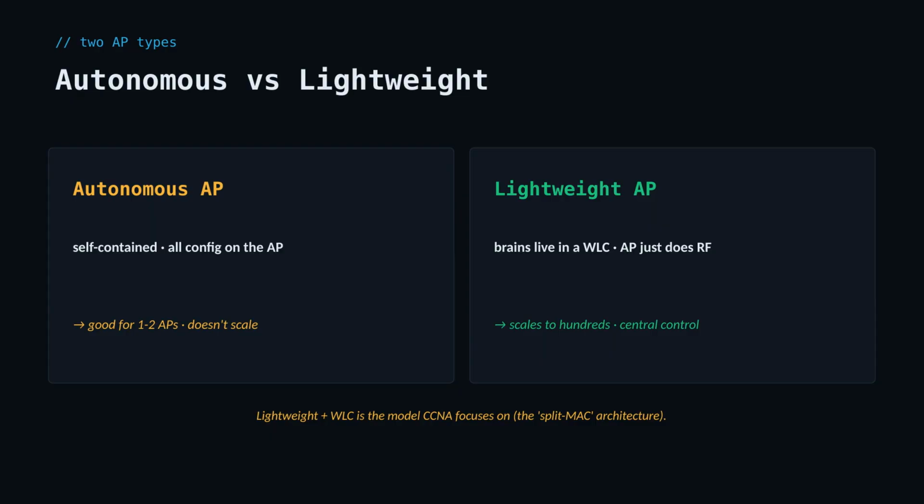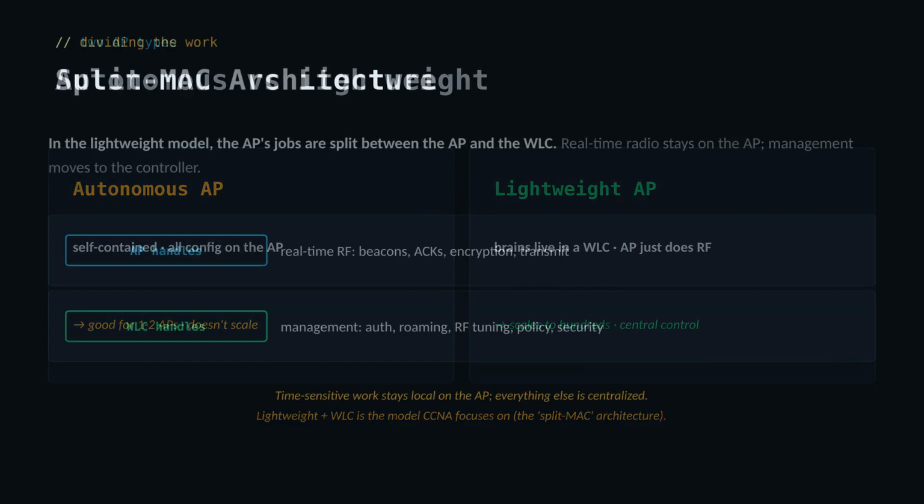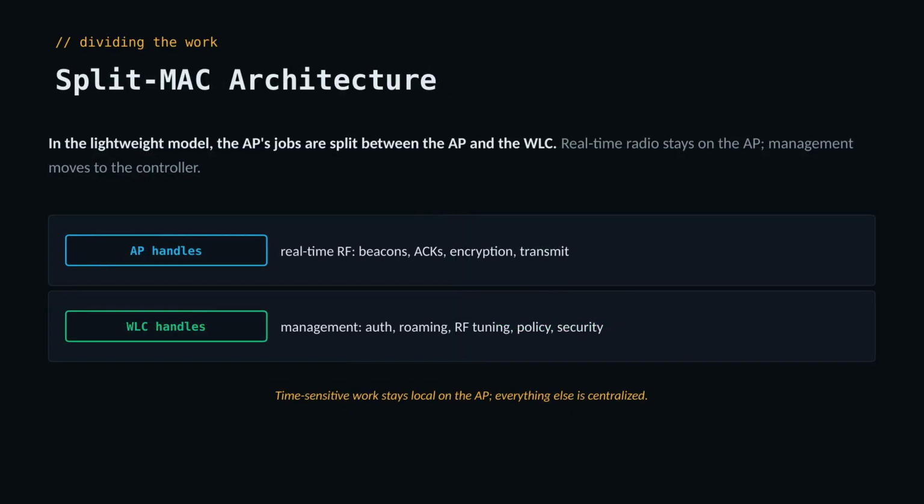A lightweight AP flips that model. The brains move into a wireless LAN controller, and the AP focuses purely on the radio side. That split, the controller handling decisions while the AP handles RF, is what Cisco calls the split MAC architecture, and it's the model the CCNA is built around. So let's look at exactly where that line gets drawn.